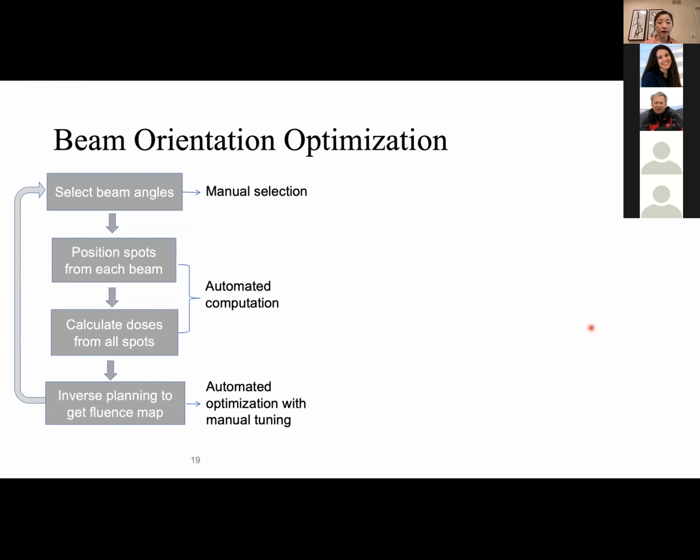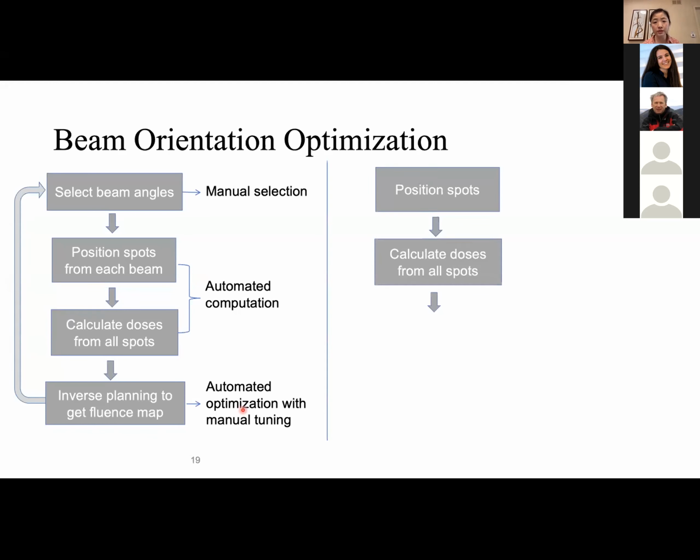Okay, so now let's revisit this workflow. We said it's low efficiency, not very optimal. And how can we possibly improve it? Let's see. So the first step is a manual beam selection. The middle two can be handled by the treatment planning engine to do an automated computation. And then the inverse planning part is automated optimization, but requires some manual tuning.